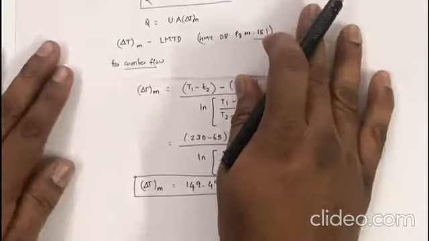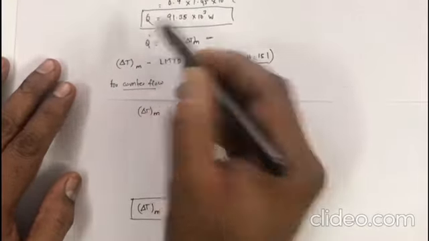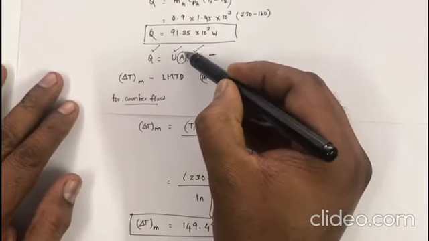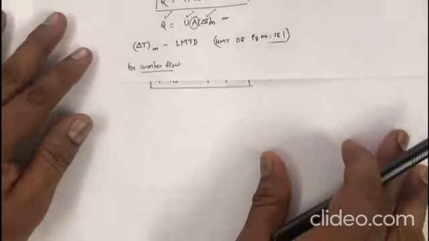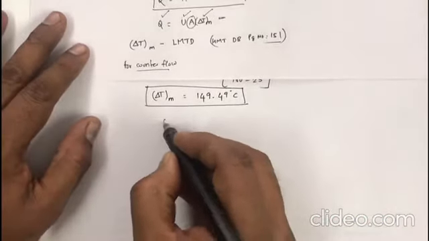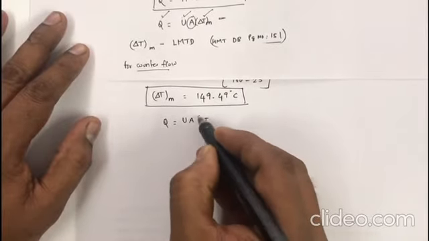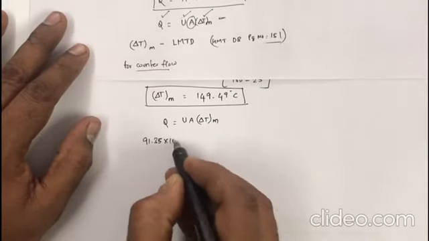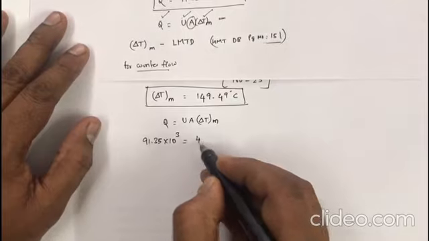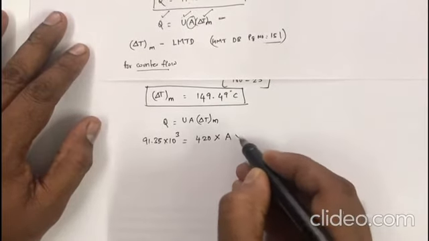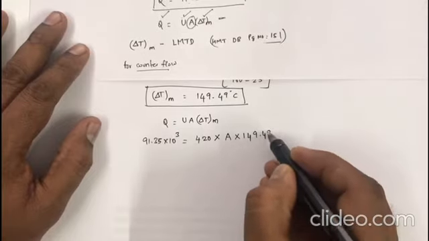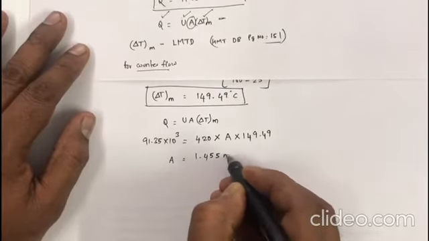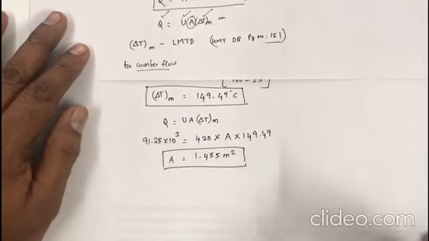So now you look at this relation here. We have the value of Q, we have the value of U given in the problem, we have the value of delta Tm. So from this you can easily find out area. So I will substitute this delta Tm value here. Q is equal to UA delta Tm. Q will be 91.35 into 10 power 3, which is equal to 420 into area into 149.49. So now you will get area as 1.455 meter square. So this is how you find the area.